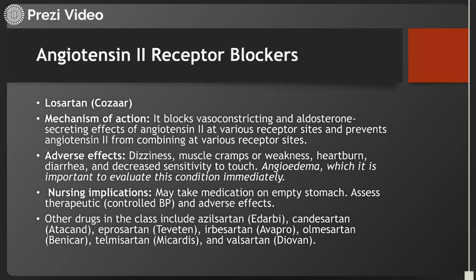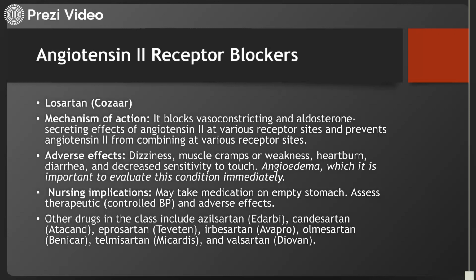The mechanism of action, again, it will block the vasoconstricting and the aldosterone secreting effect of the angiotensin 2. And this is actually at various receptor sites. And because of this, again, angiotensin 2 does not get released, and then again, vasodilation occurs. Adverse reactions, again, dizziness, muscle cramps or weakness, heartburn, diarrhea, and decreased sensitivity to touch.